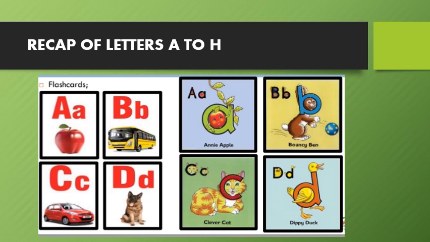Now, let's quickly revise letters A to H. We are going to revise the phonic sound and letter land character of these letters. So, which letter is this? Can you see the first flashcard here? Yes. Can you tell which letter is this? This is letter A. And which letter land character is friend of letter A? Annie Apple is friend of letter A. And what is the phonic sound of letter A? The phonic sound of letter A is A.